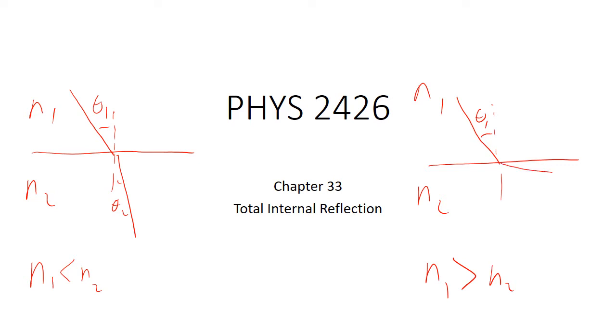But what if we had a situation in which n1 was greater than n2? Then this would be theta 1, but now theta 2 is going to be a bigger angle. As theta 1 gets bigger, theta 2 gets bigger, but then you realize that you run into a problem. At some particular theta 1, theta 2 is going to equal 90 degrees. And so the question is, what happens after that?